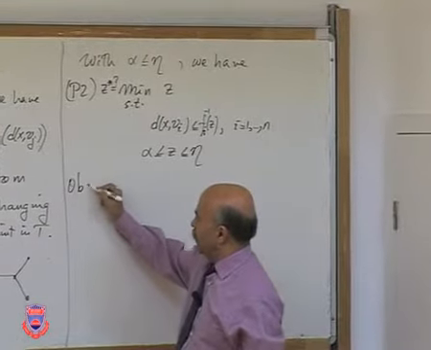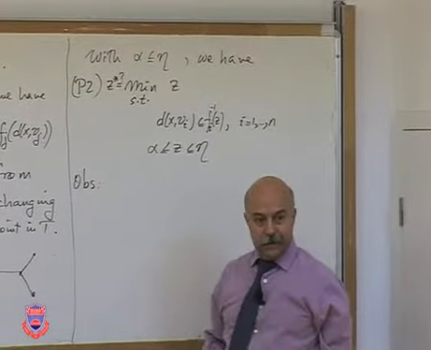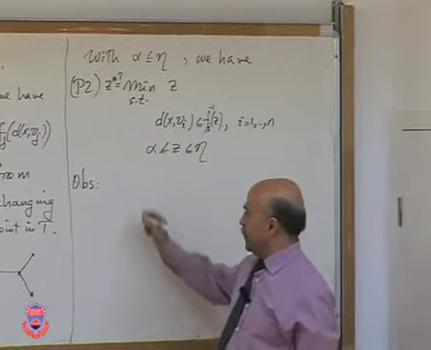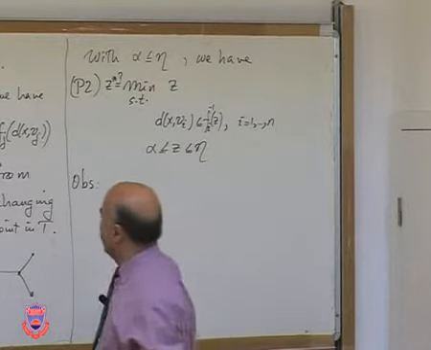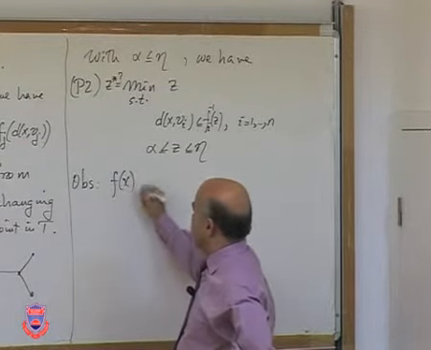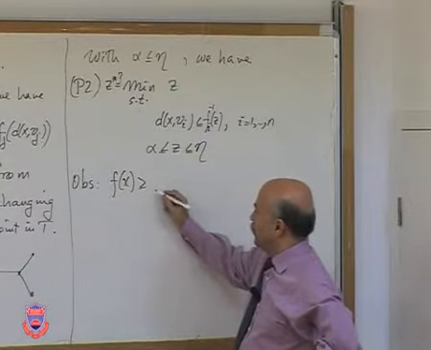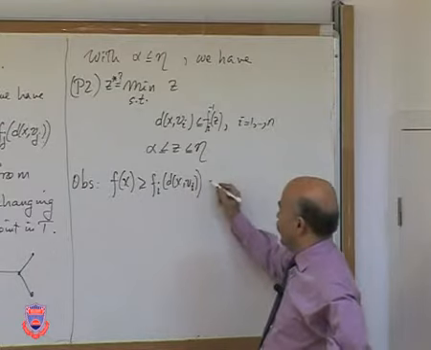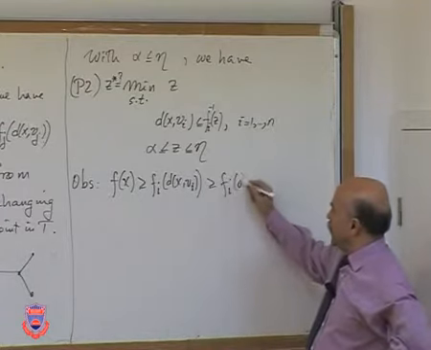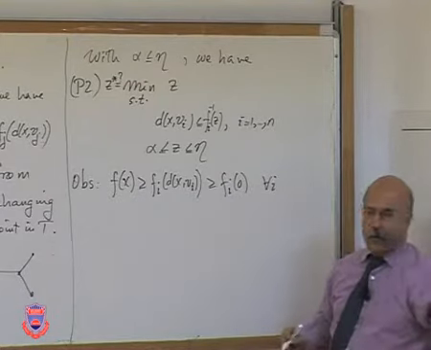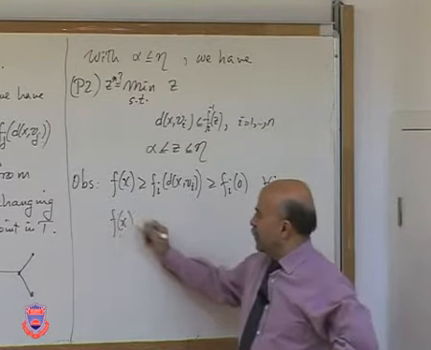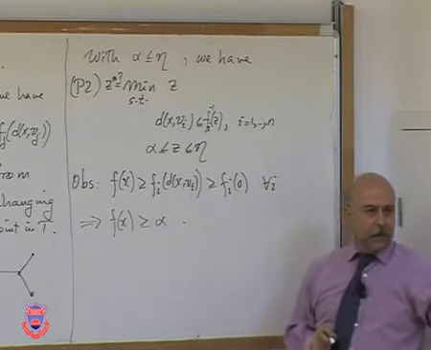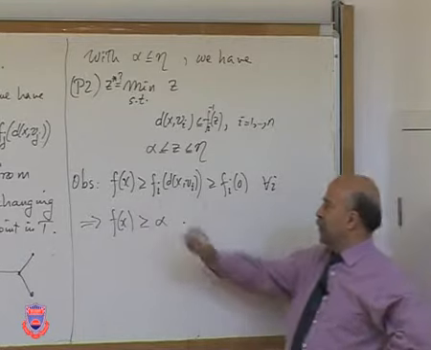So again, observation. We showed that z is greater than or equal to alpha. We already showed that, but let's just do it again. Actually, yes, f of x is by definition greater or equal to f_i of d(x, v_i) for every i, which is greater or equal to f_i of 0. This is true for every i, of course, which means f of x is surely greater or equal to the maximum of them, which is alpha. That's pretty much sure. This is true for every x.